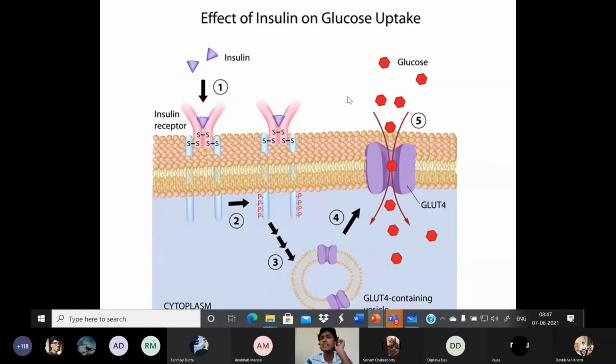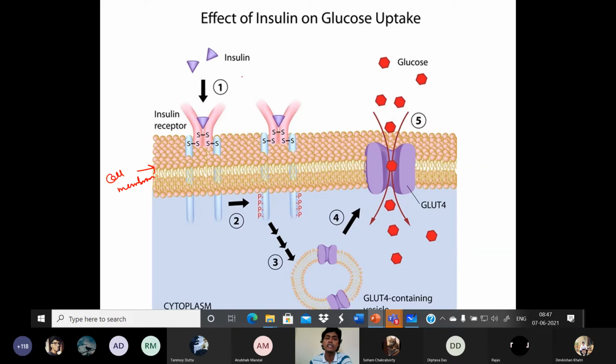So here you can see the effect of insulin, just whatever was in the previous figure, which is written in a small place. Here you can see in more detail that some insulin receptors are present on this cell membrane. So this is basically the cell membrane, and this is the cytoplasm, that means inside the cell.